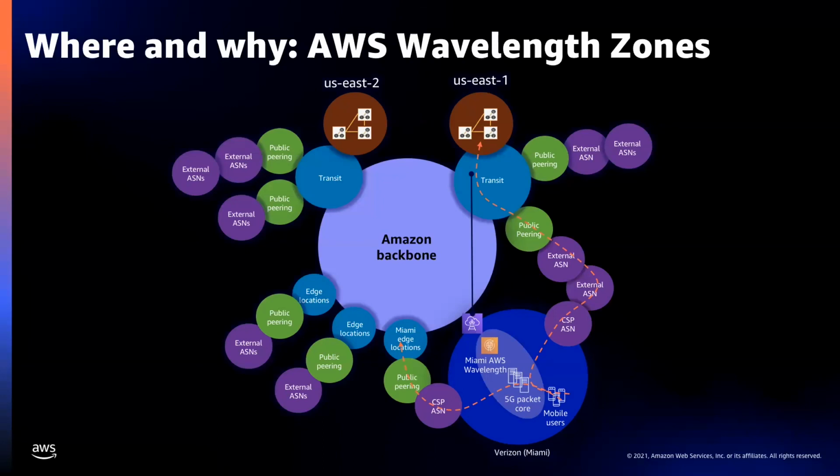So that is going to help you, right? In this case, if you are going to use the Miami edge locations, rather than traversing the path all the way through, you're using wavelength, and wavelength will help you with much faster access into the region and enabling those capabilities.